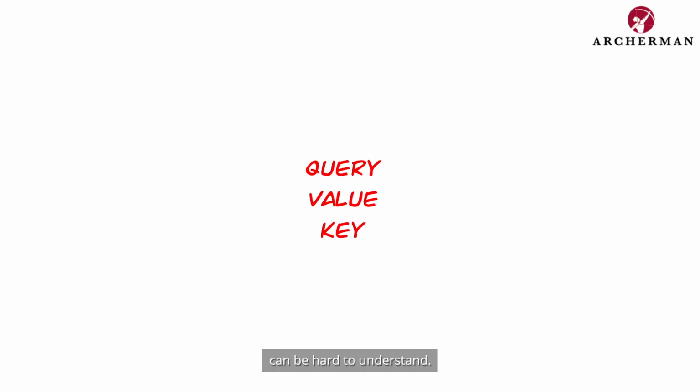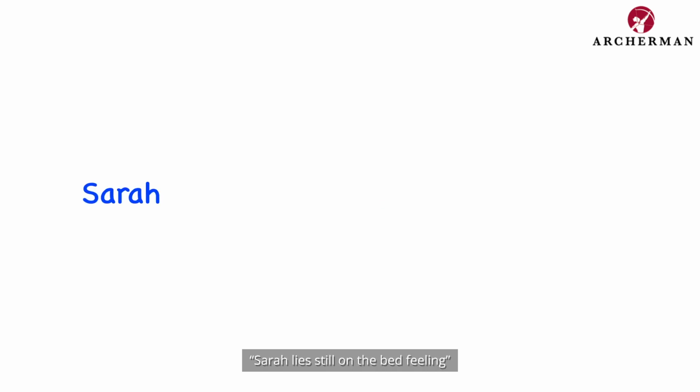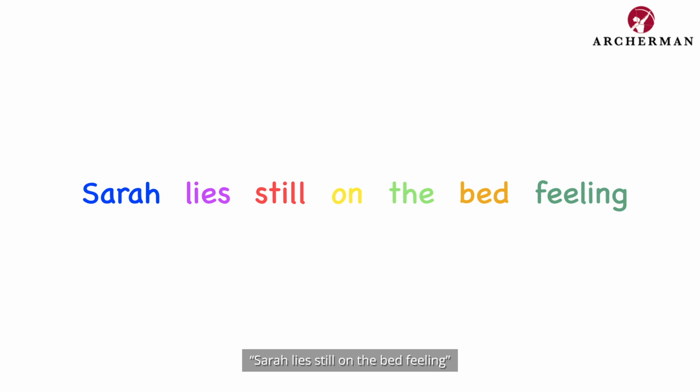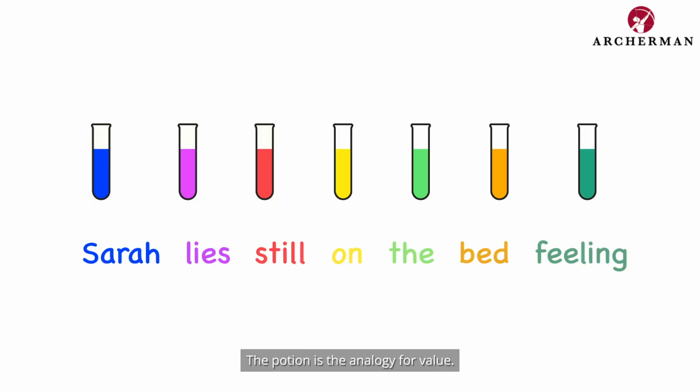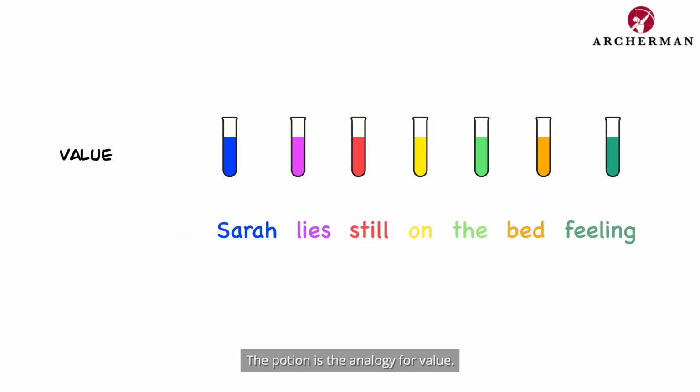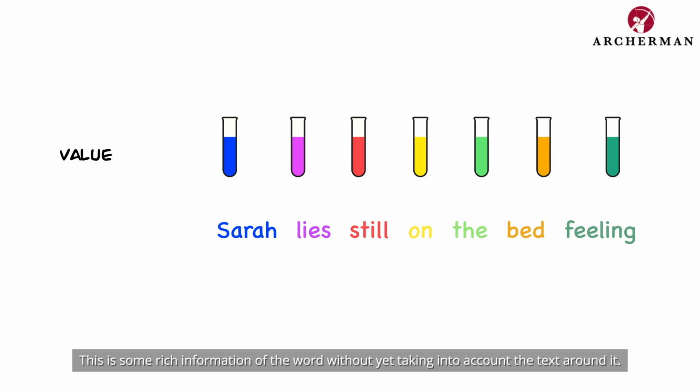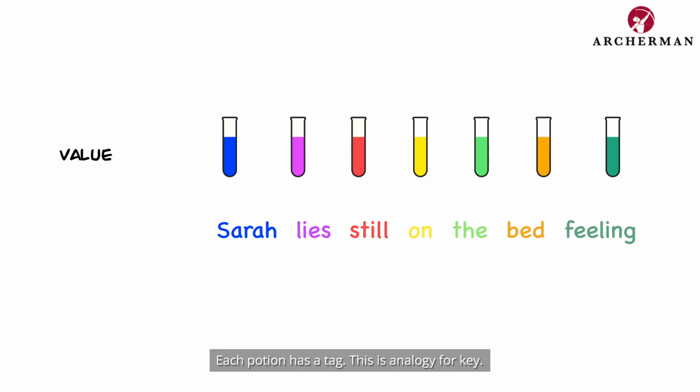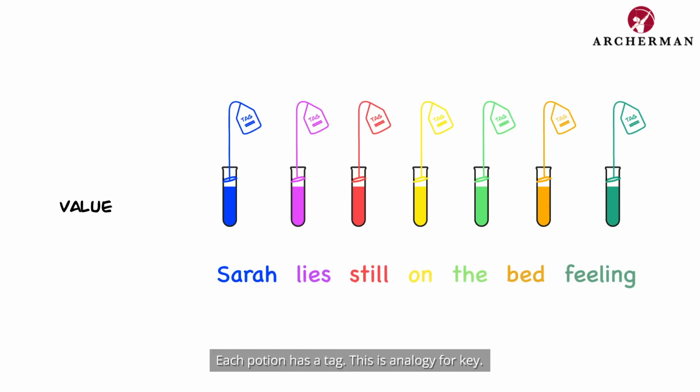Query, value, and key can be hard to understand. Let's explain them through an analogy. Each word in the sentence, Sarah lies still on the bed feeling, has a potion. The potion is the analogy for value. This is some rich information of the word without yet taking into account the text around it. Each potion has a tag. This is the analogy for key. The tag lists out identifying characteristics of the potion.